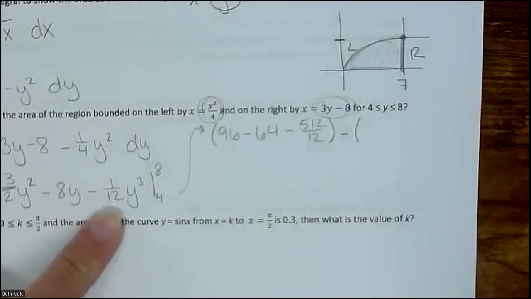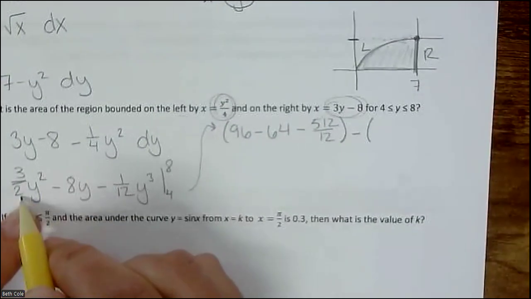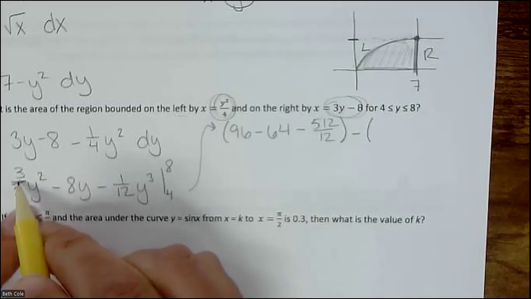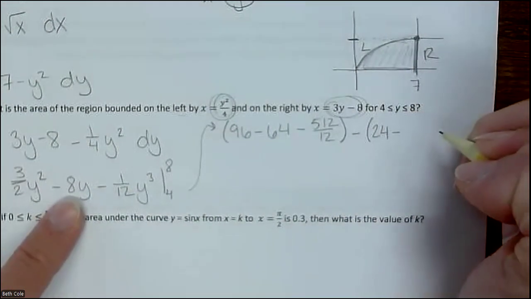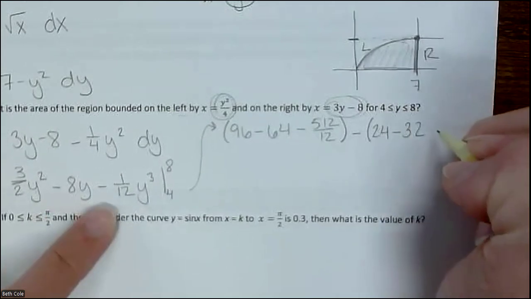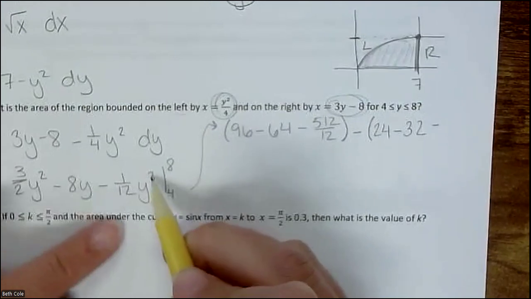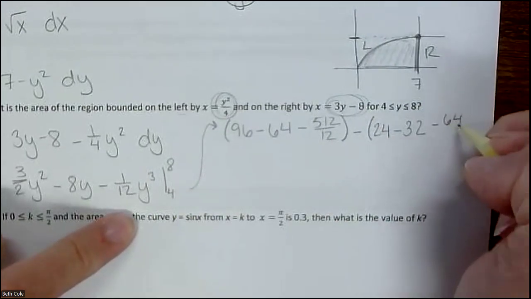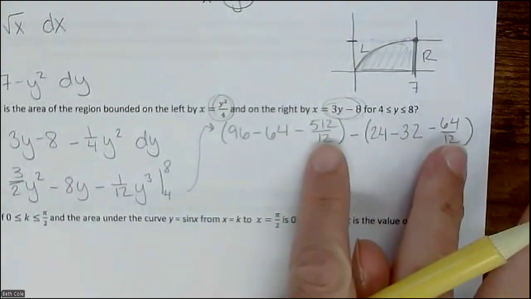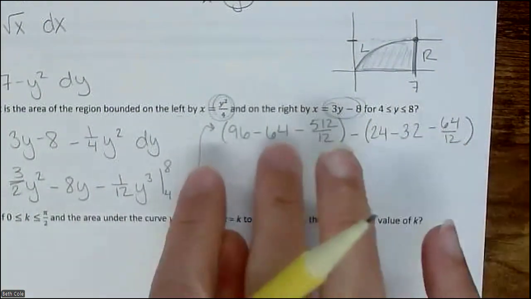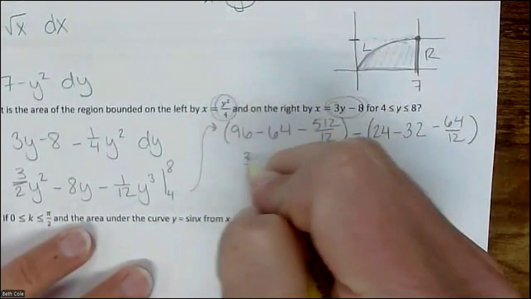All right, minus, now we're going to do the lower boundary. 4 squared, 16, half of that, 8 times 3, 24, perfect. Minus 8 times 4 is 32. All right, 4 cubed, that's reasonable. I do expect you to know that one. That's 64 twelfths. I get that those reduce, but I just left them both twelfths because they're the same. All right, so let's see. 96 minus 64 is 32.